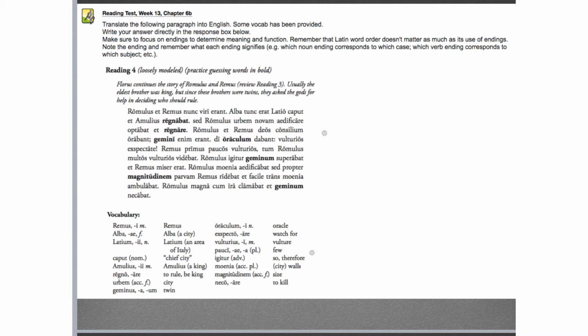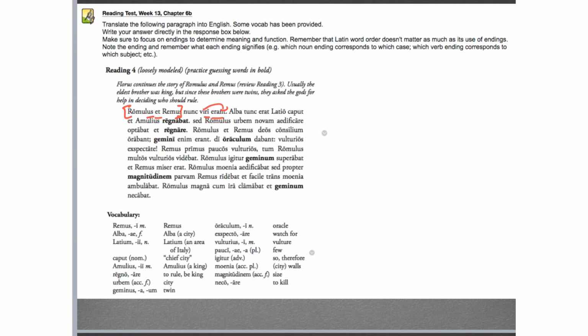So for instance, Romulus et Remus, ending, conjunction ending. That tells me that these are going to go together. All right, I've got a verb to be and another nominative that's going to get translated there. So Romulus and Remus, now, nunc, were men. So Romulus and Remus, nunc erant viri. Romulus and Remus now were men.